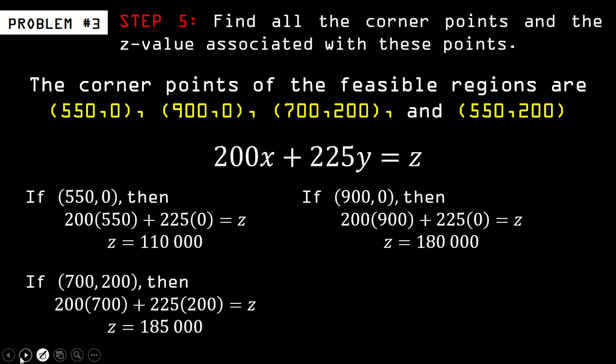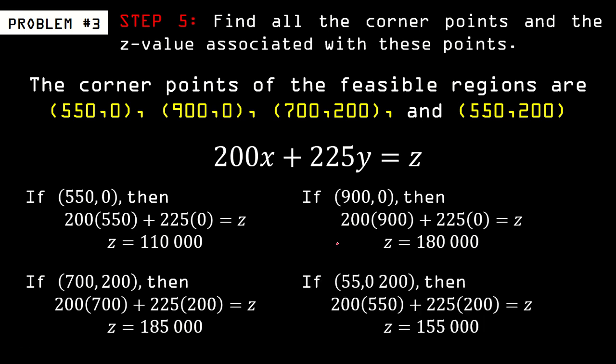If x is 700 and y is 200, so 200 times 700 plus 225 times 200 equals z. The sum of that is 185,000 pesos. And lastly, correction, this should be 550 comma 200, so 200 times 550 plus 225 times 200, and that is 155,000. If we compare all the values of z here, we have the highest or maximum profit of 185,000 pesos.